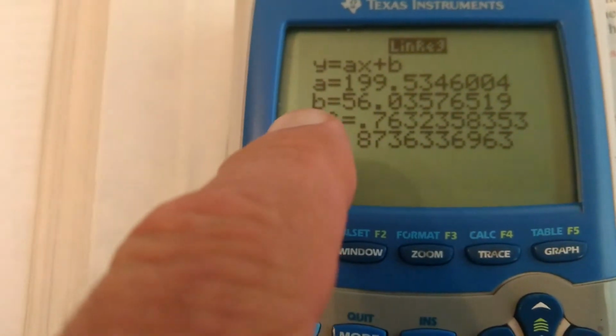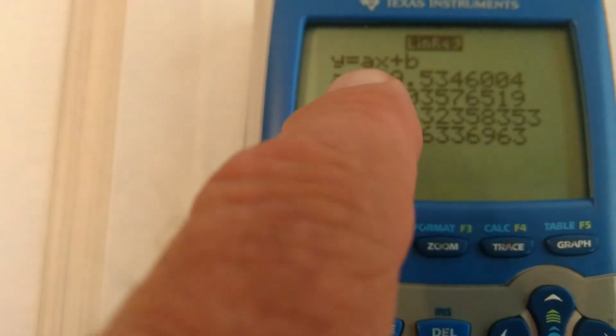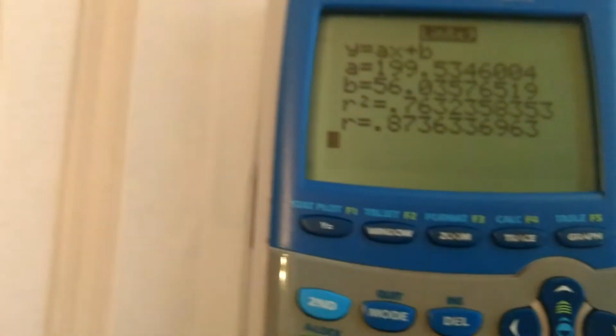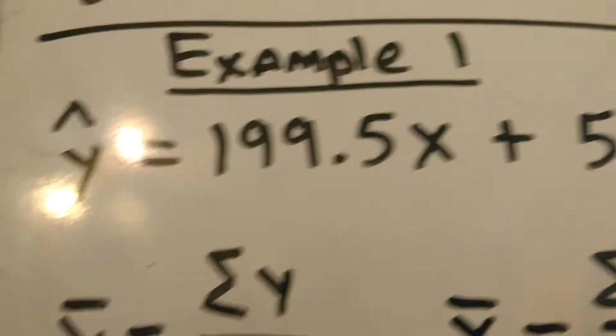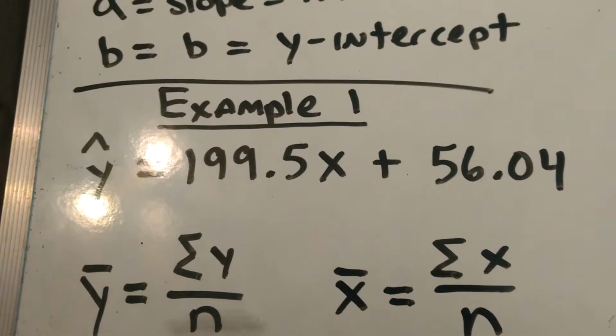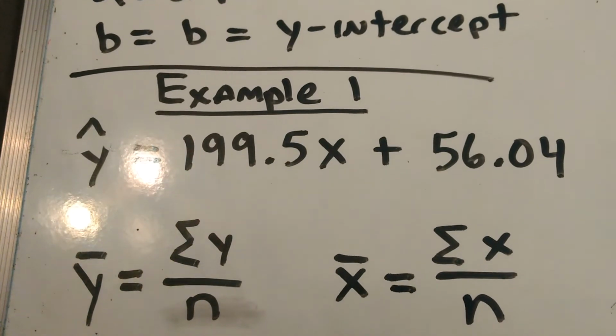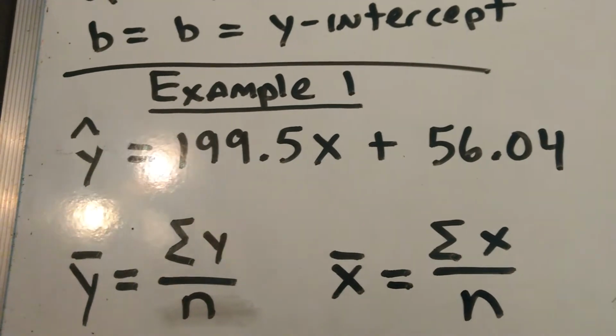So it gave me my A value, which I can put in place of A in the equation. It gave me my B value, which I can put in there. So it's really giving me the equation y hat equals 199.5x plus 56.04.